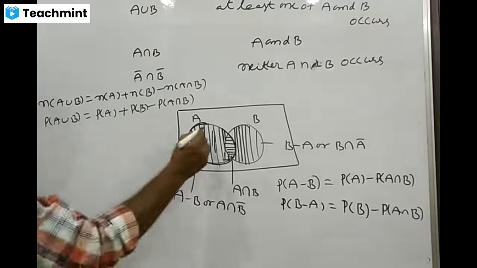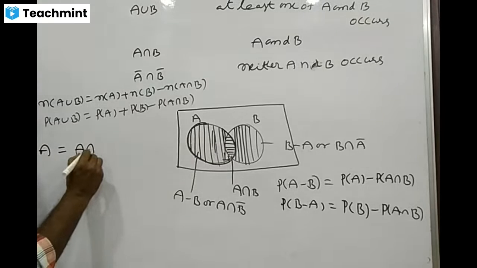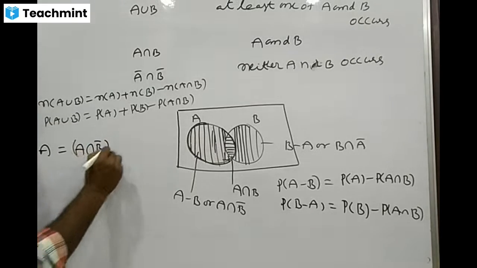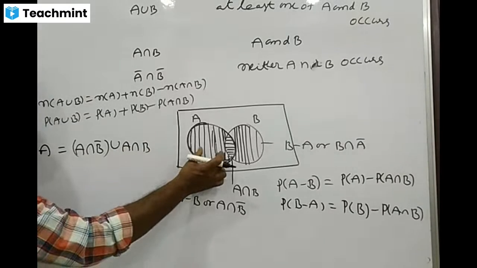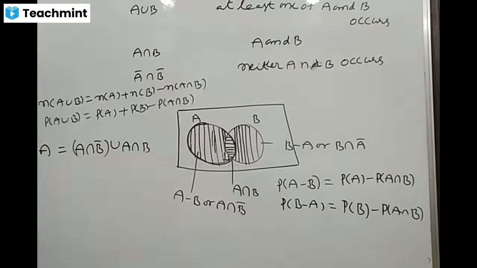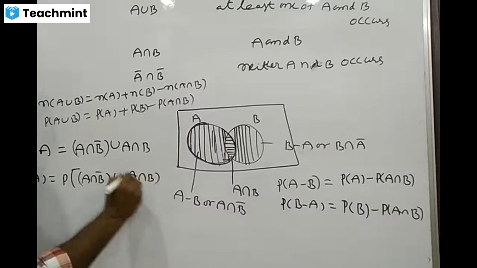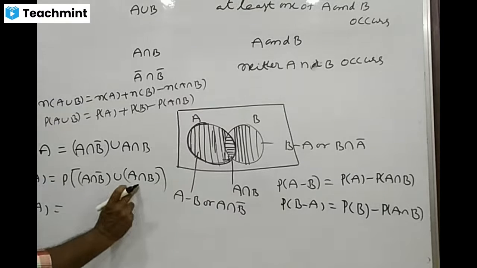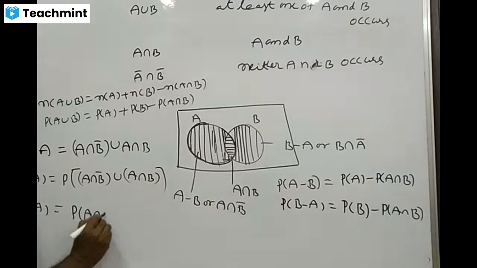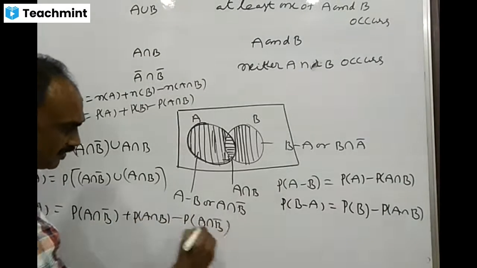Friends, suppose A is equal to A minus B, or A intersection B bar, union A intersection B. So A is A intersection B bar union A intersection B. Taking probability on both sides, P of A is equal to P of A intersection B bar union A intersection B. Here apply the formula for P of A union B: P of A union B is equal to P of A plus P of B minus P of A intersection B bar.